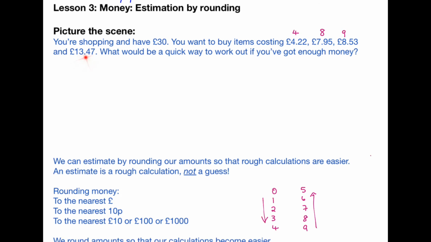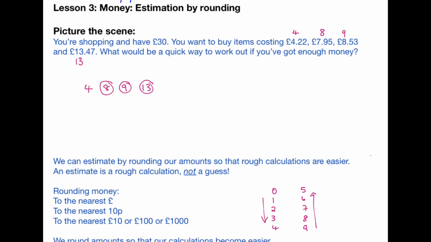And our final amount is £13.47. So if we're rounding to the nearest pound, that's this digit here. The 4 is in this column, so we leave that as a 3, so that gives us £13. So altogether, we've got £4, £8, £9 and £13. So let's add them up, starting with the biggest. So we've got 13 add 9. Probably the easiest way to add 9 is to add 10 and take one off. So that gives us 22.